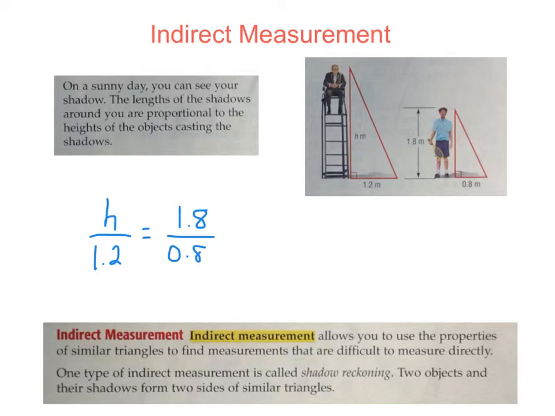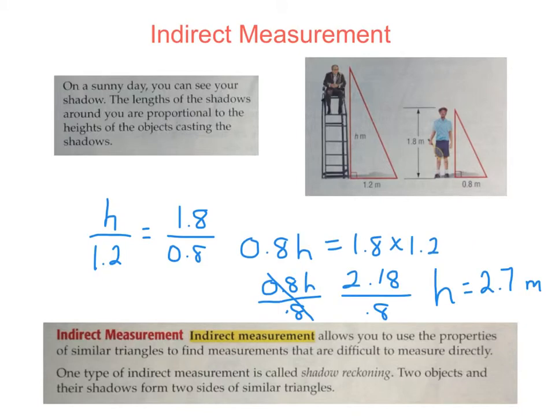And that's in the numerator for both spots. And I know that I can cross multiply with proportions to solve, and so I've done that right here. I've set it up, so 0.8 h equals 1.8 times 1 2/10. And when I work that out, I find that h is going to equal 2.7 meters. So the height here is going to be 2.7 meters.